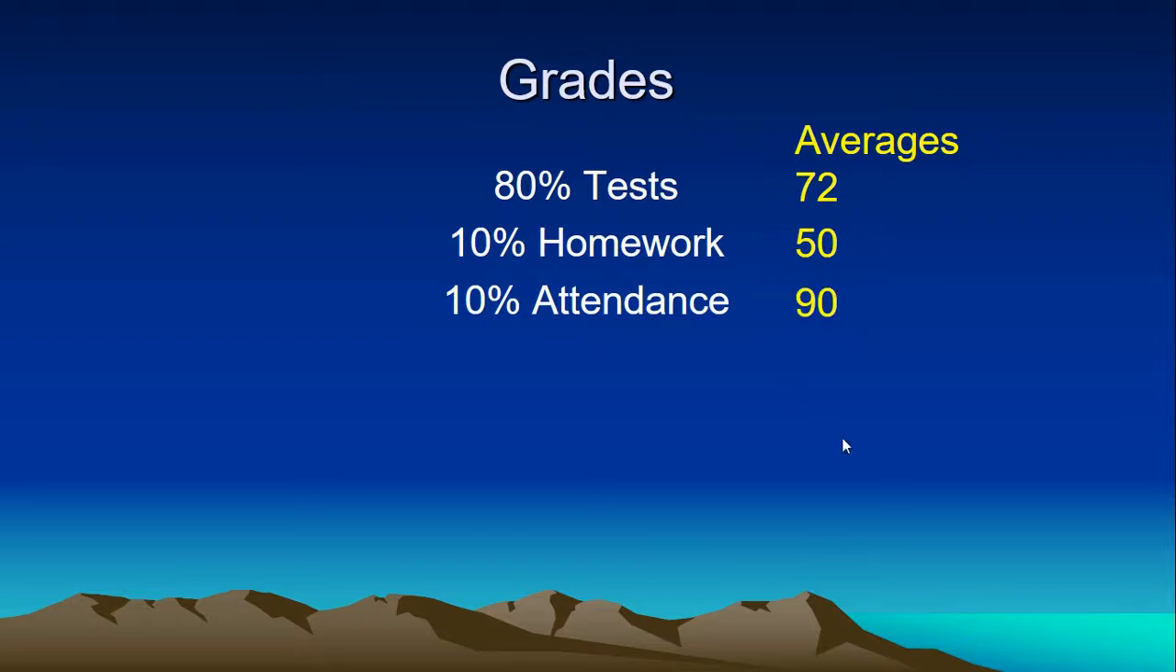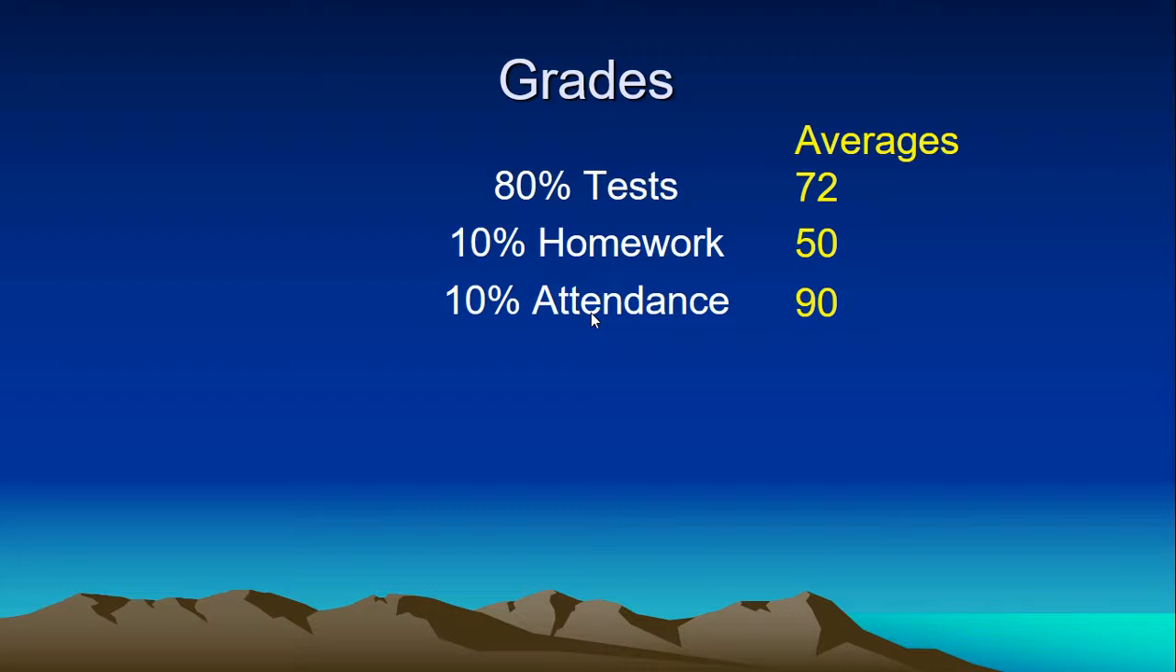And you have a 90% attendance. You have an average of 90%. So if you were trying to find out what your overall grade is in this class, recognizing that 80% of the grade comes from your test, 10% of the grade comes from your homework, 10% comes from your attendance, you can calculate a weighted average.